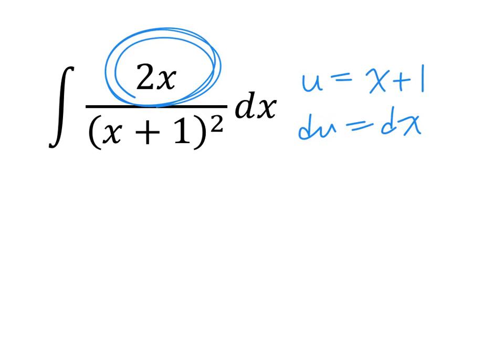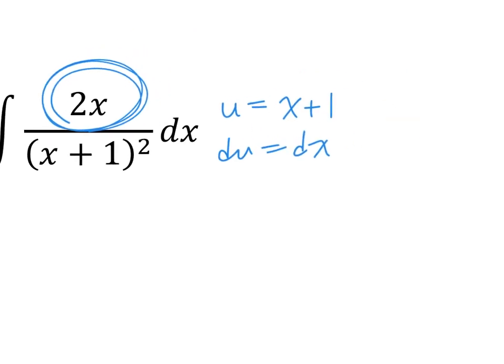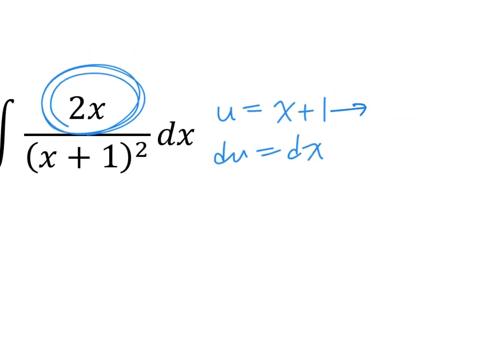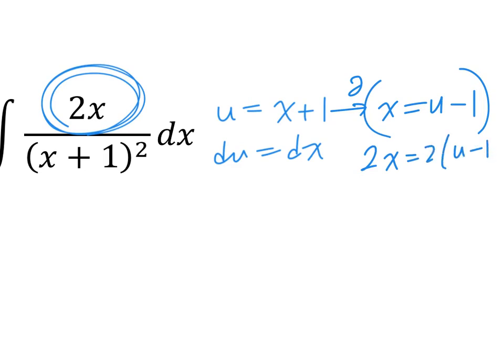Then x equals u minus 1. Wait, no, 1 minus u. Oh, yeah, that's what it is. Then x equals u minus 1. And then multiply everything by 2, because I want a 2x. So 2x is equal to 2 times u minus 1. Oh, never mind. Okay. I think we got everything.